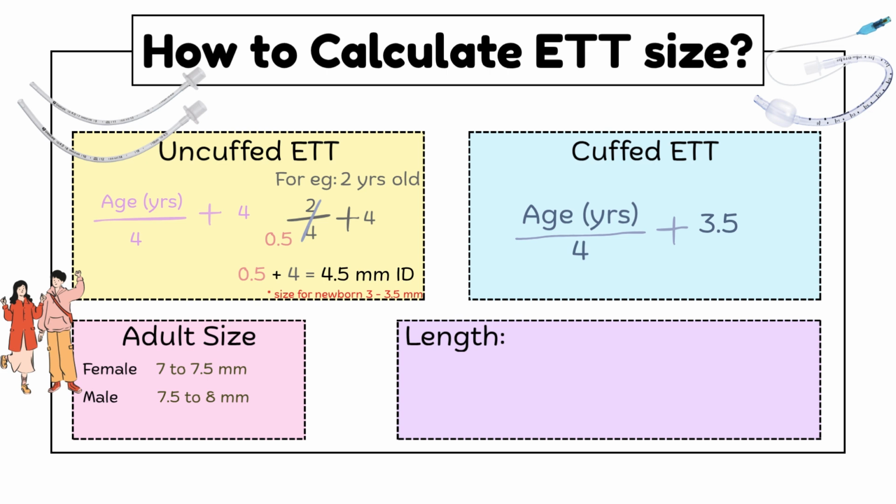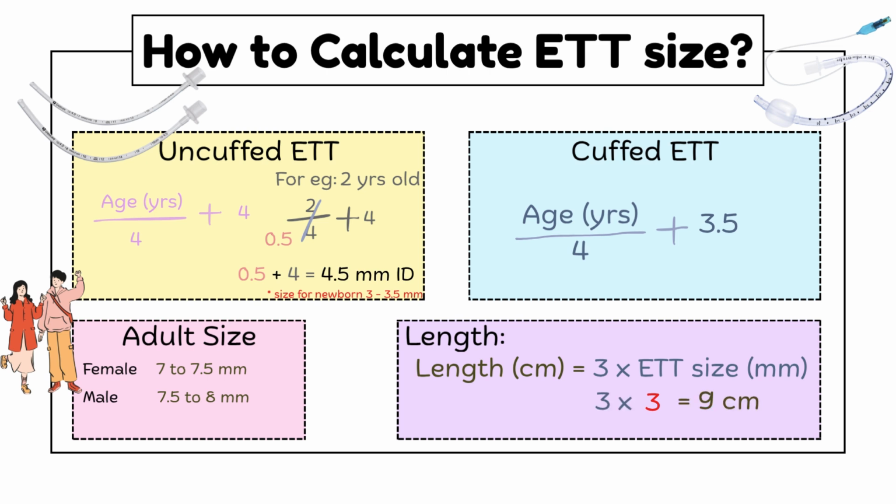Next, the length of the endotracheal tube. A simple way to remember this is tube length in centimeters equals 3 times the tube size. For example, if the tube size is 3 millimeters, then the length would be 3 times 3, which equals 9 centimeters.